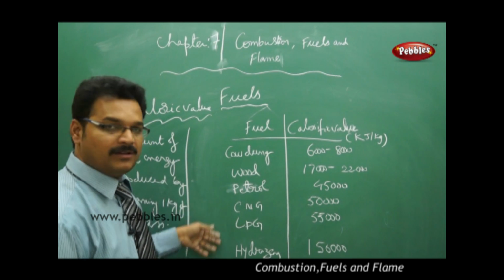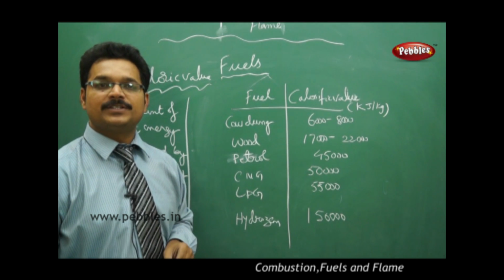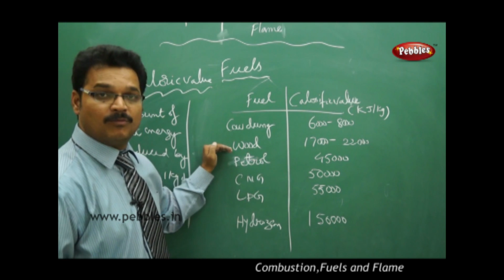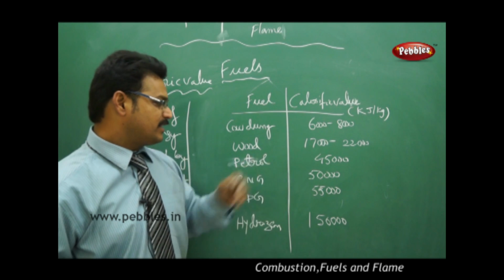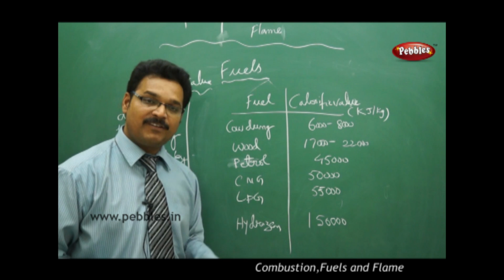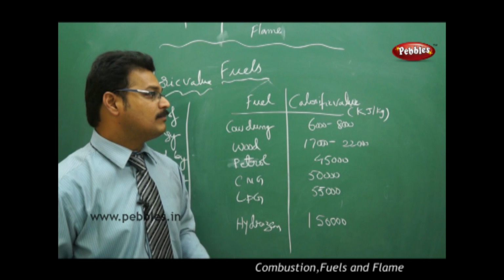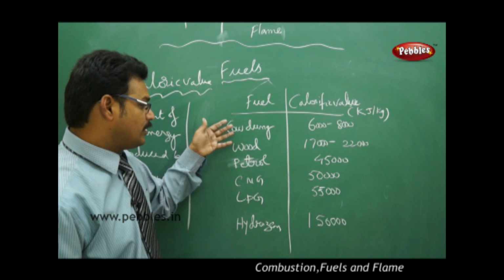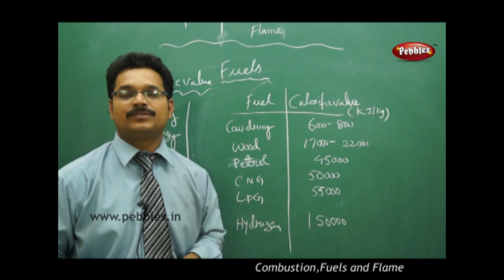If you observe this table, cow dung gives 6,000 to 8,000 kilojoules per kg. Wood gives 17,000 to 22,000, so wood is more efficient than cow dung. If you go through the table, petrol is 45,000, LPG is 55,000. See here, it increased. Hydrogen is 1,50,000. So hydrogen gas itself gives a huge amount of energy by burning 1 kg of it. In that way, you can find their efficiencies by knowing their calorific values.